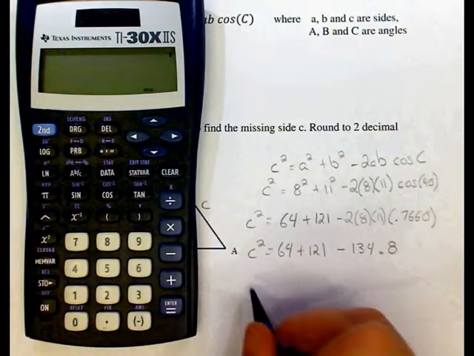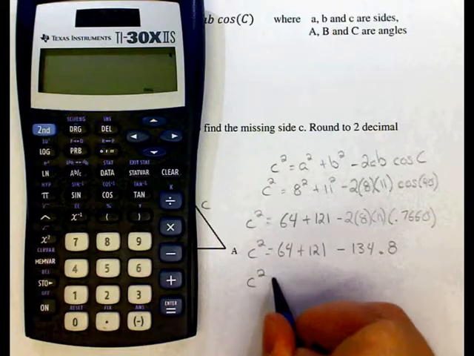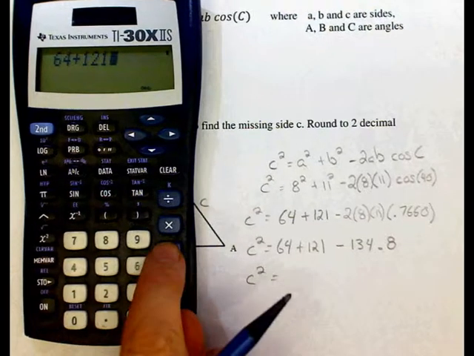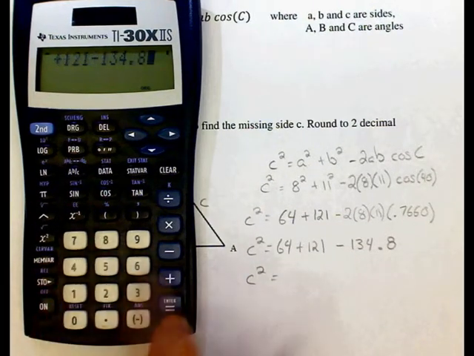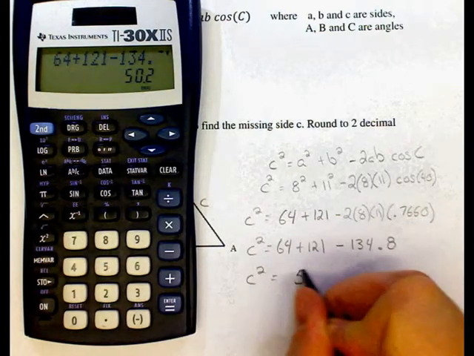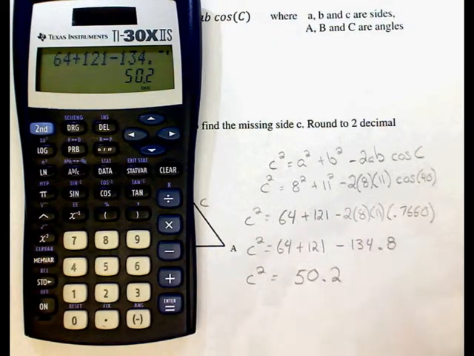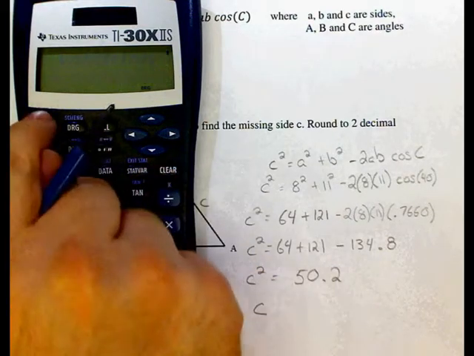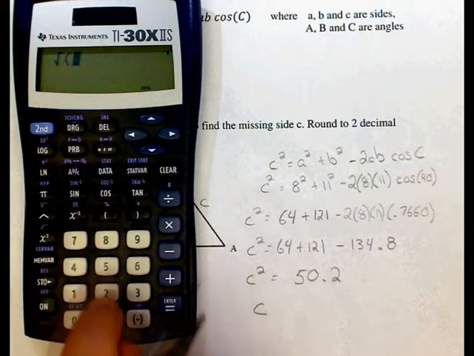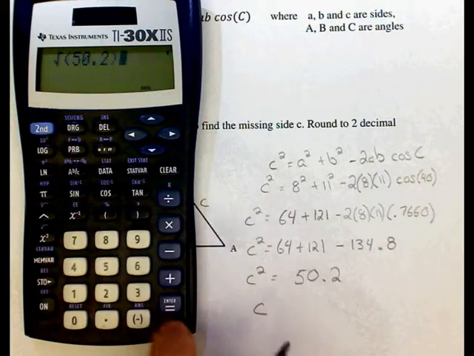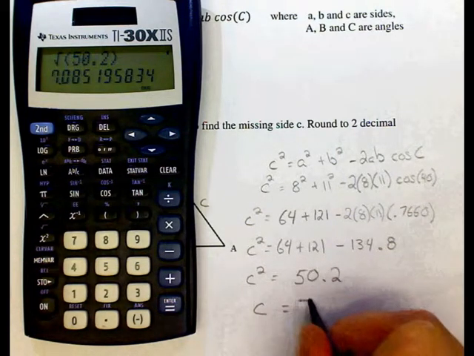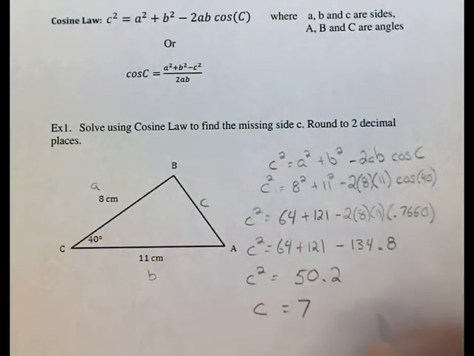Clear my calculator. C squared equals 64 plus 121 minus 134.8 equals 50.2. Take the square root, clear my calculator, second function square root of 50.2, close the bracket. I get 7.085, so I get 7. And my unit is centimeters.